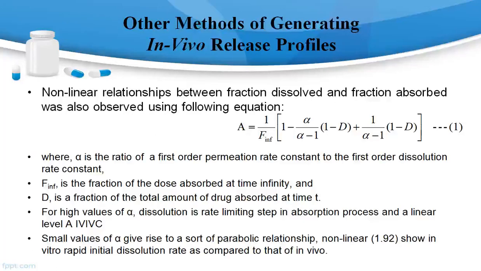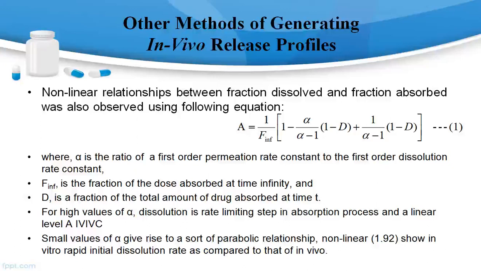result. Another method for generating the in vivo release profile for non-linear relationship between fraction dissolved and fraction absorbed is put under the equation as given, where in the equation alpha is the ratio of first order permeation rate constant to first order dissolution rate constant. F inf represents the fraction of dose absorbed at infinite time. D is the fraction of total amount of drug absorbed at time t.